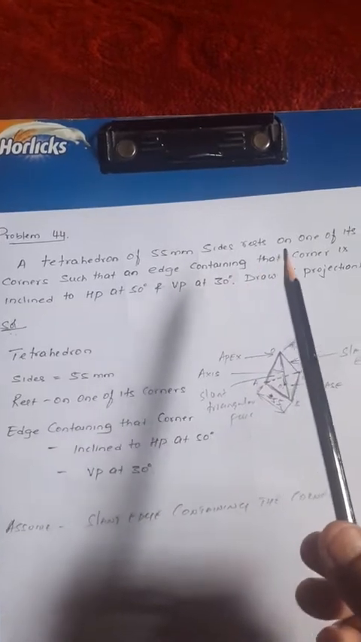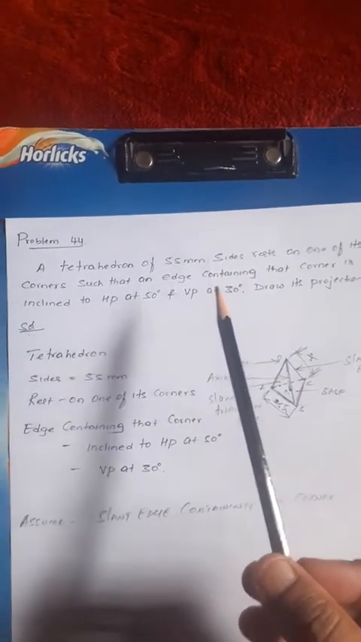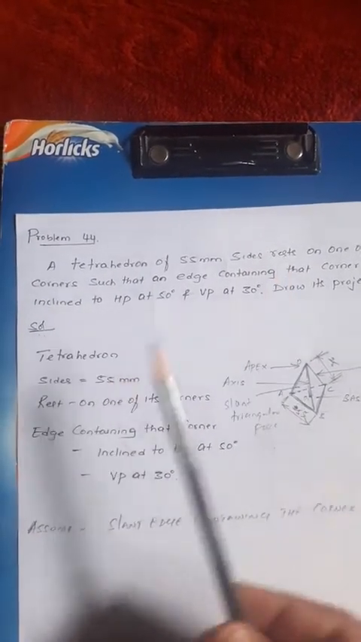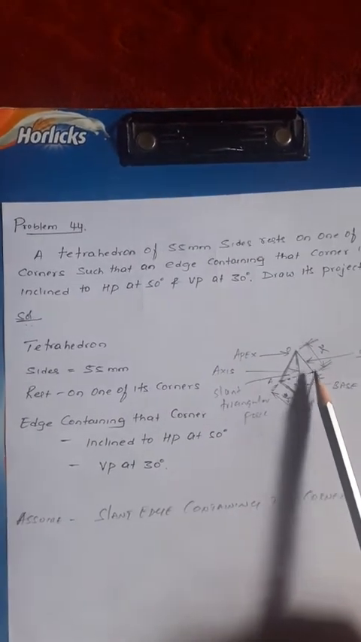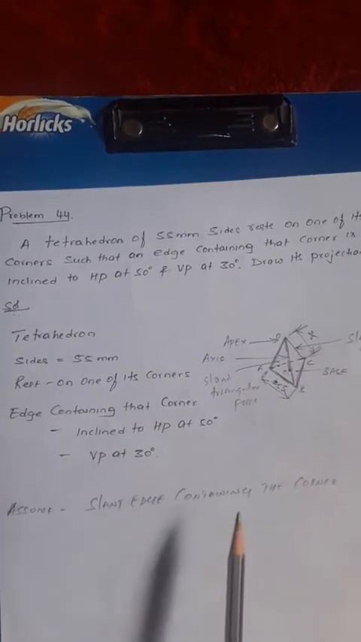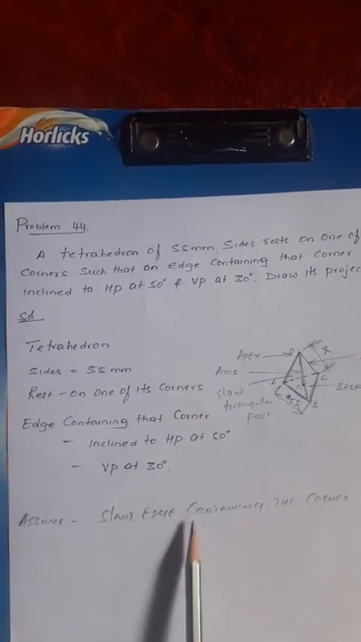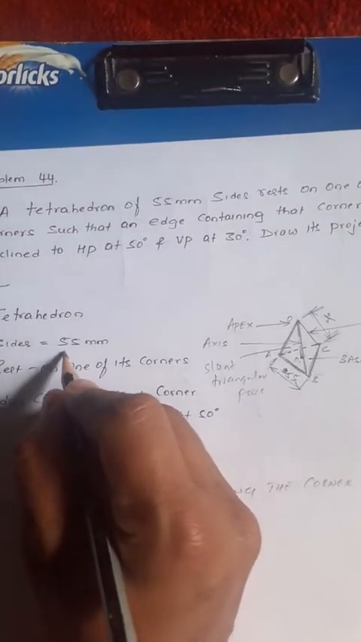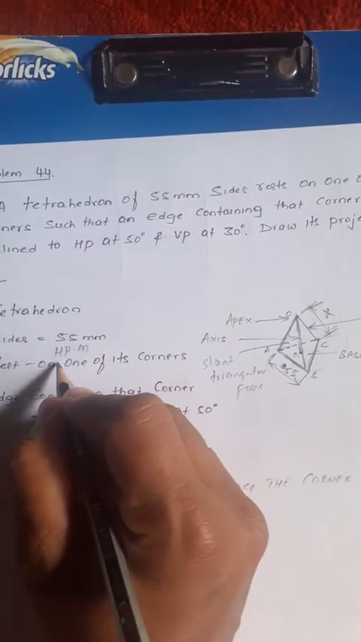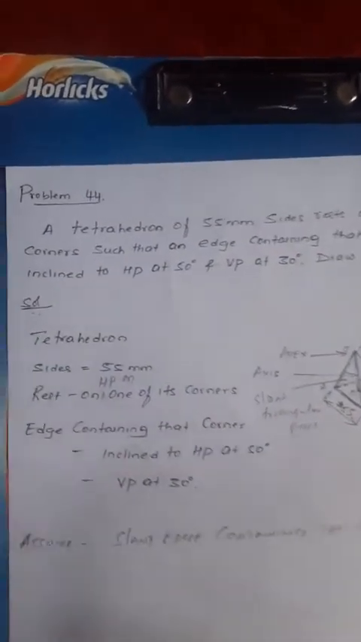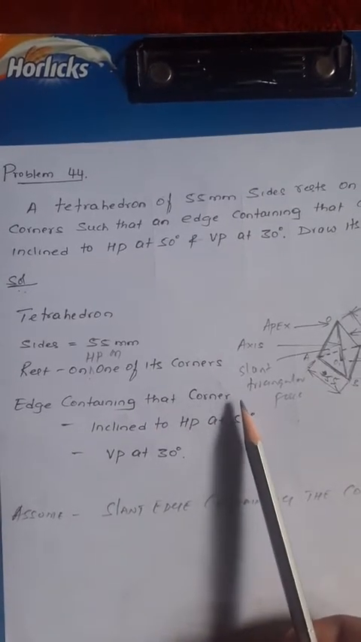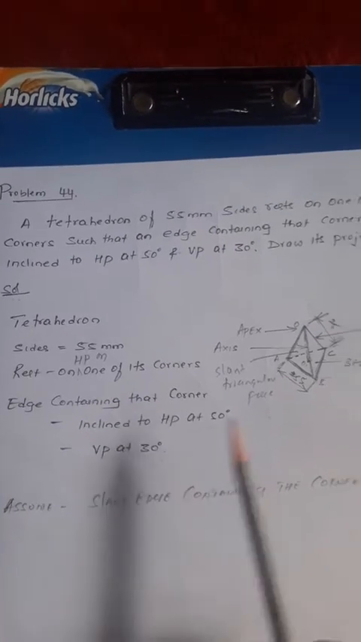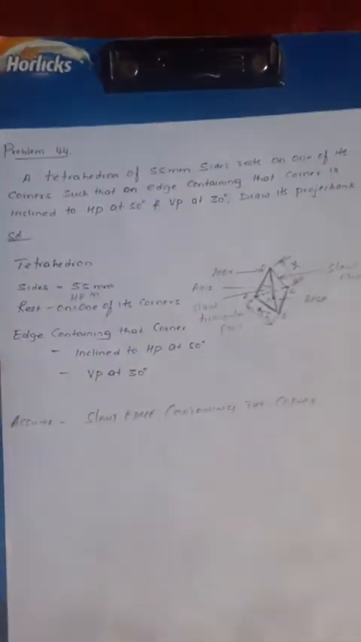Tetrahedron of 55 mm sides rests on one of its corners such that an edge containing that corner is inclined to HP at 50 degrees. What is the edge containing that corner? It is not a base edge, it is a slant edge containing the corner. We assume it rests on HP on one of its corners. That slant edge is inclined to HP at 50 degrees and inclined to VP at 30 degrees. Now we will see how to solve this problem.